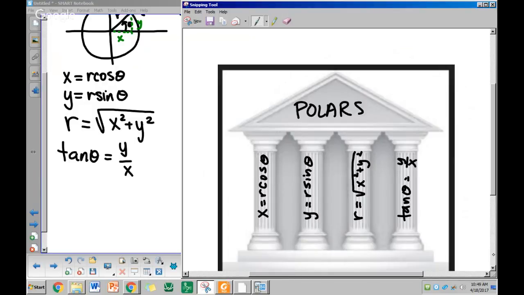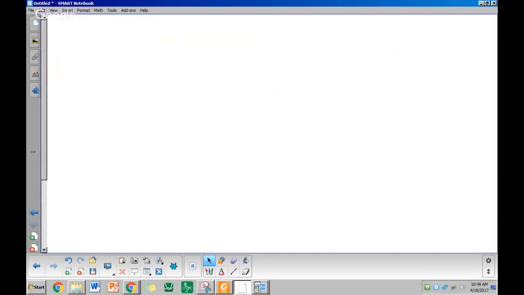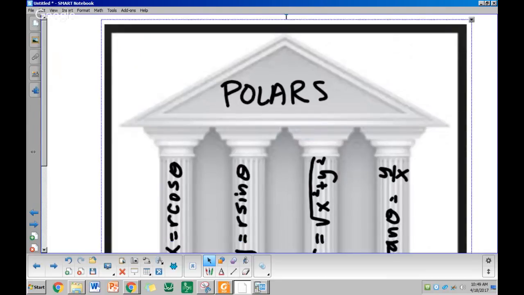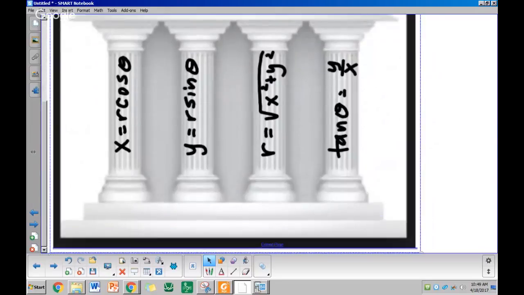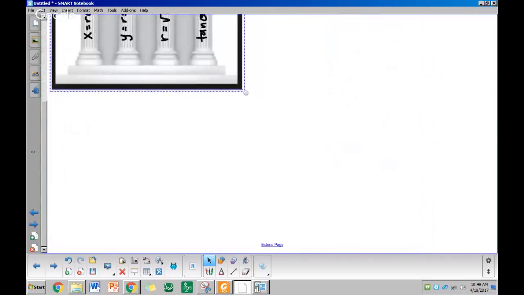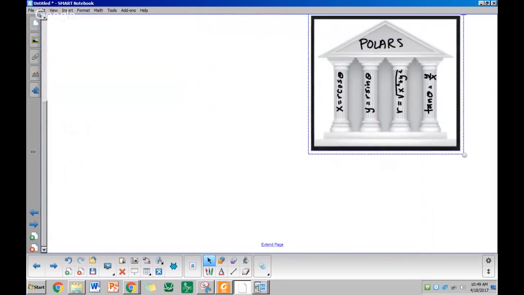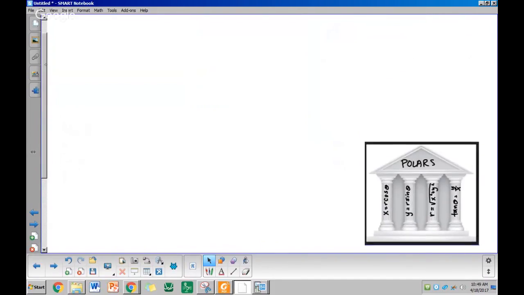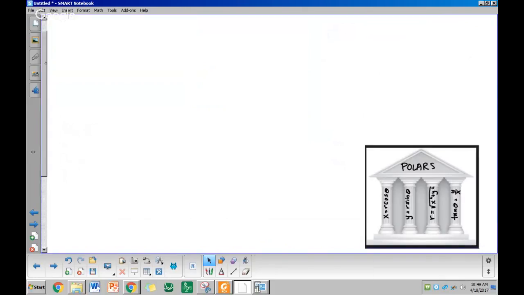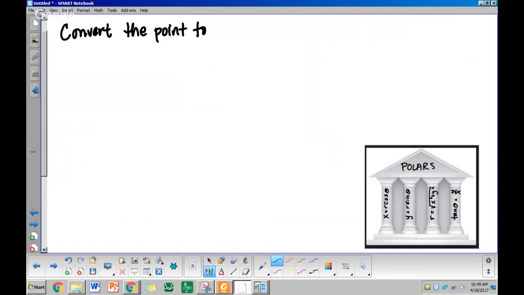All right, here we go. Now I'm going to go to another page, and we're going to try to translate some points. Now that's huge, I know. I don't need to make it that huge. I just don't want you to forget. There we go, much smaller, much more manageable. All right, so let's say we want to convert the point to rectangular.